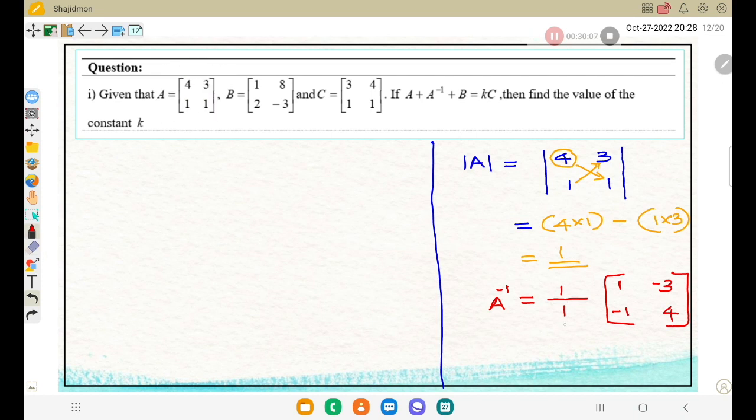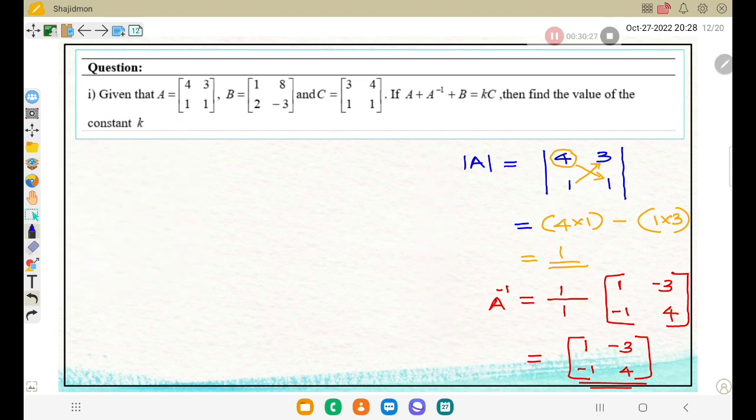Now 1 over 1 means 1. We can multiply that 1 to the inside, and multiplying by 1 gives the same matrix: 1, minus 3, minus 1 and 4. Correct? This is the A inverse matrix. Okay, now we can apply this in our question.